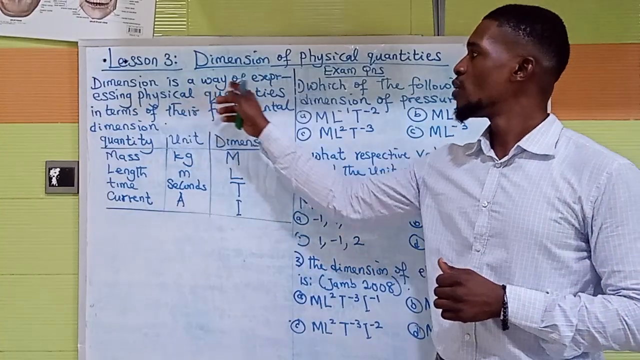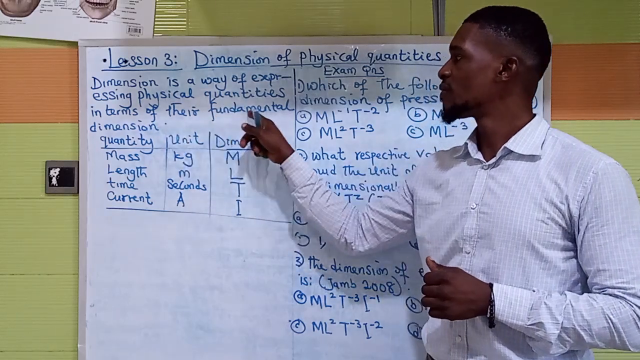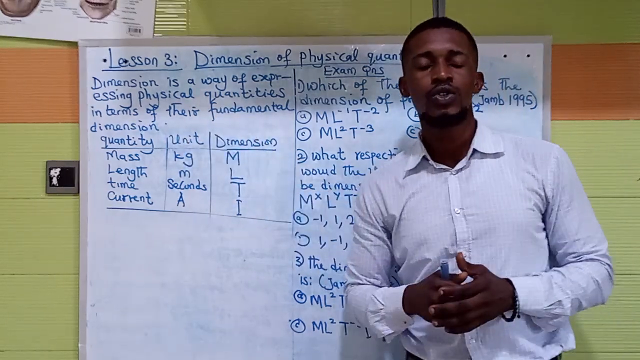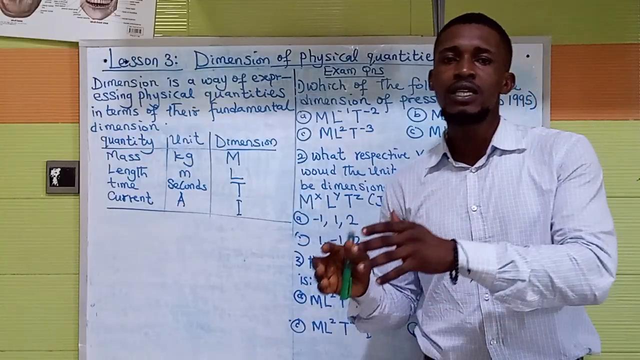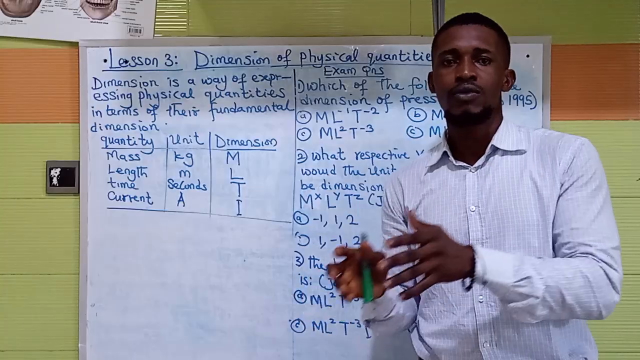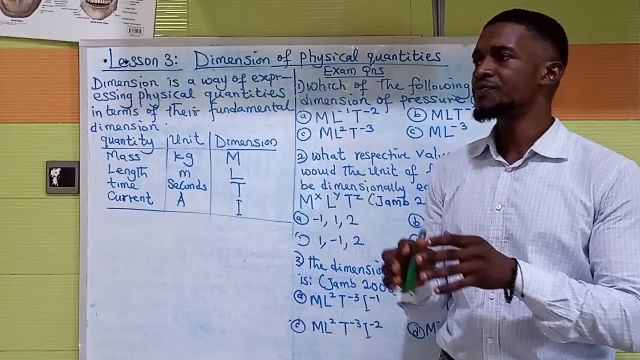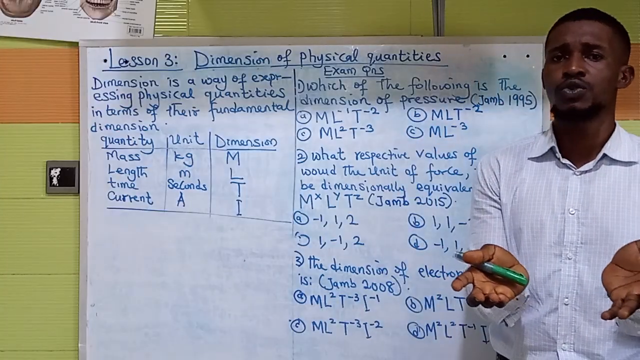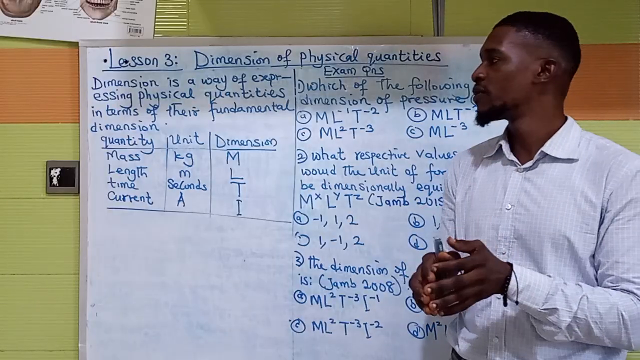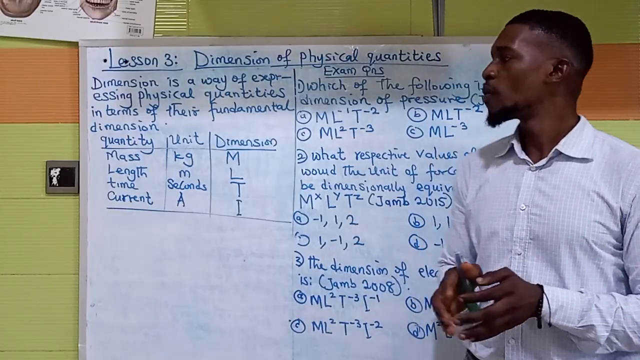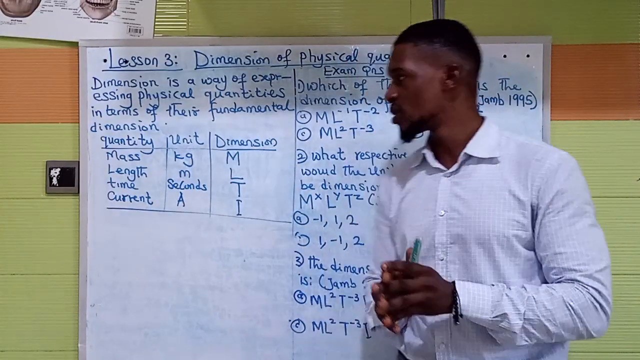Dimension is a way of expressing physical quantities in terms of their fundamental dimension. So in dimension, what we are basically doing is we are writing the units using dimensions. Dimensions are just sets of letters which we use to represent units, like an alternative form of representing units. So it is the same units but different letters. That's basically what dimension is all about.